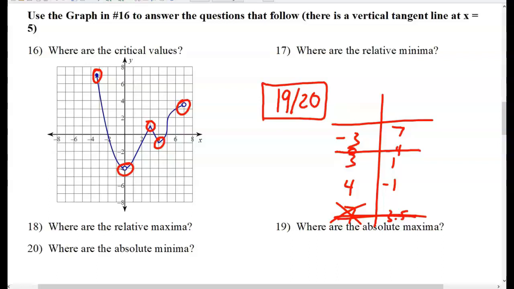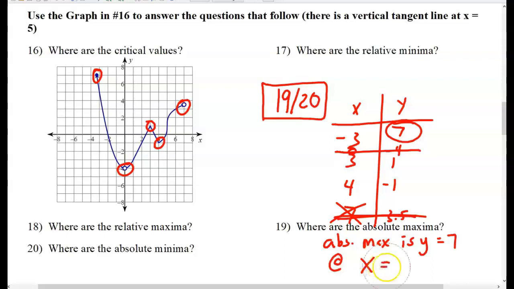So now the significance of this is we're going to look at our table here, and we're going to ask ourselves, okay, which one of these is the highest point on the graph? And as you can see, 7 is the winner, okay? So we're going to say that my absolute max is y equals 7 at x equals negative 3. The absolute minimum would be the lowest point.